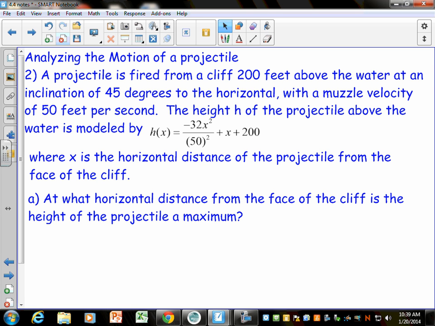The height h of the projectile above the water is modeled by this ugly equation. They left this as 50 squared because they want you to see that that's coming from the initial velocity. You don't have to leave it as 50 squared when you work it out. The negative 32 comes from the gravity on Earth. And notice this 200, not a coincidence that that's where it started from, 200 feet on a cliff.